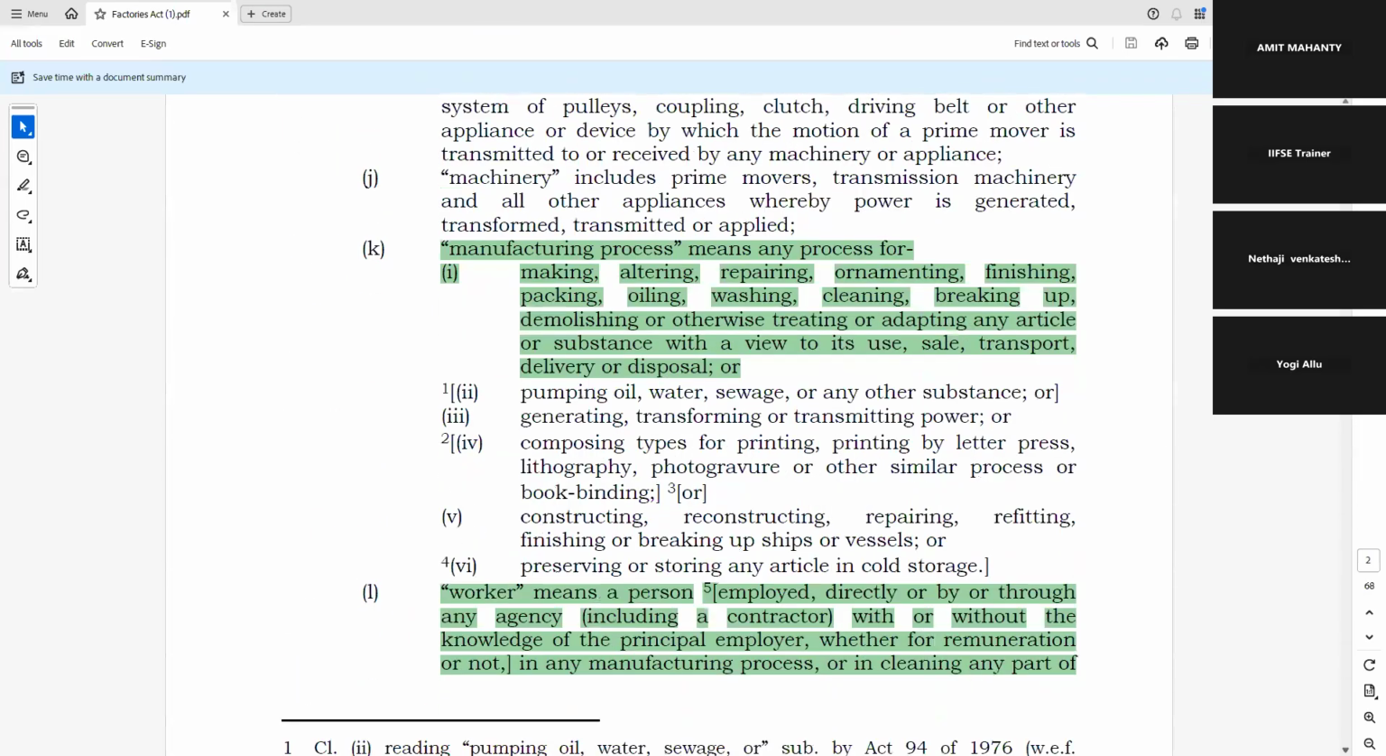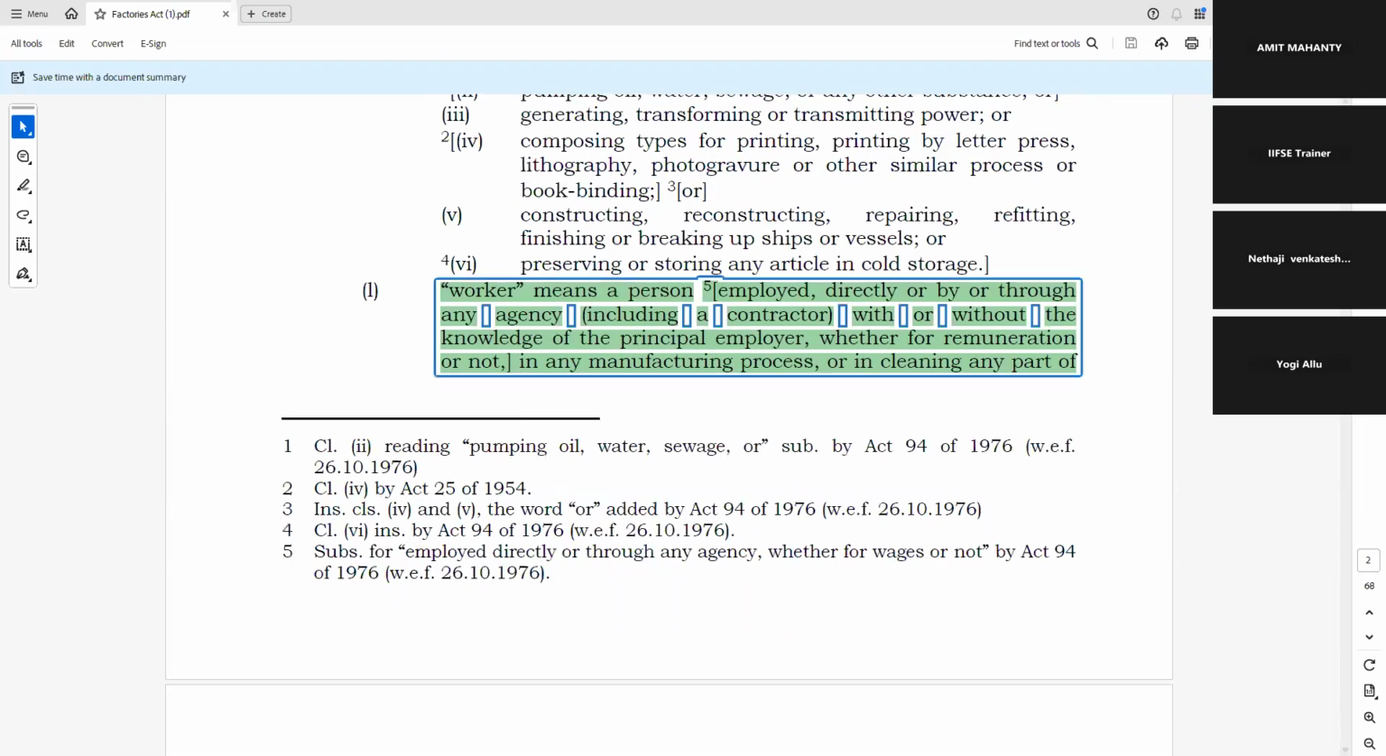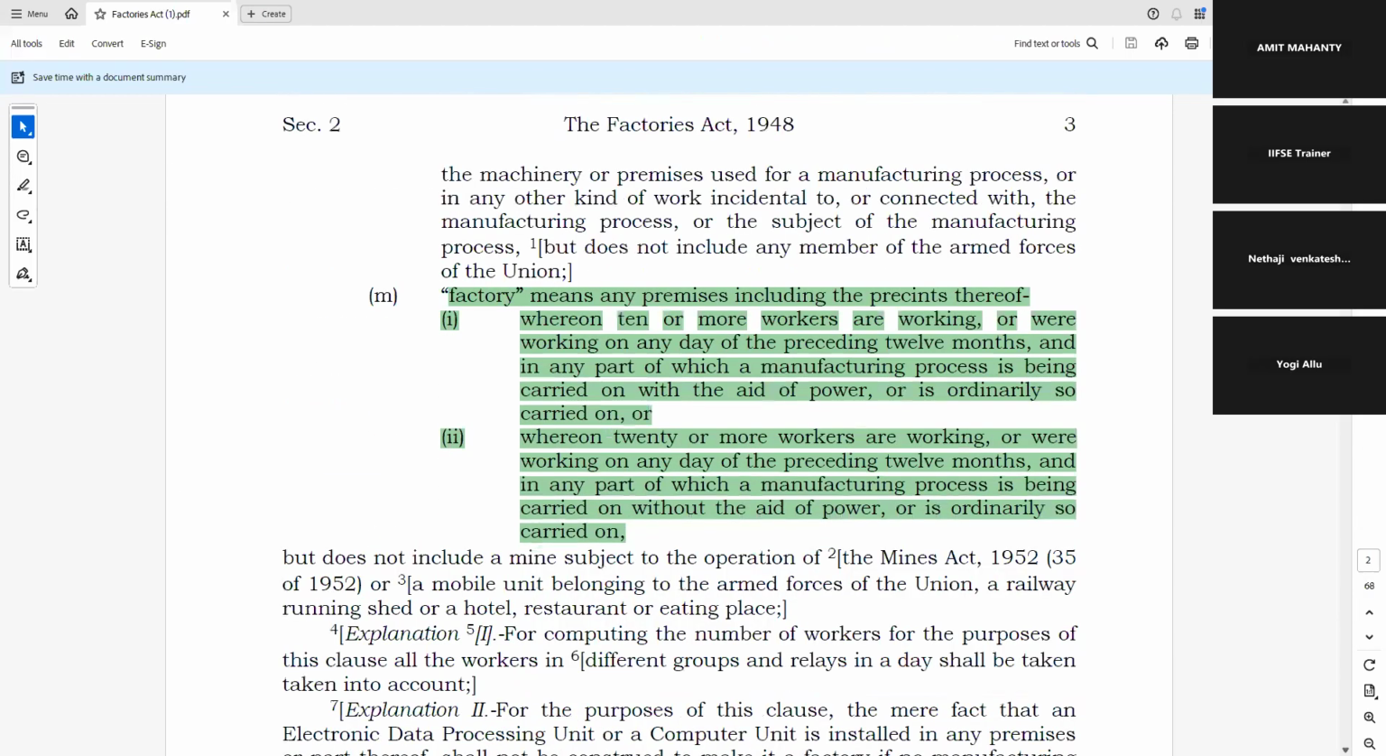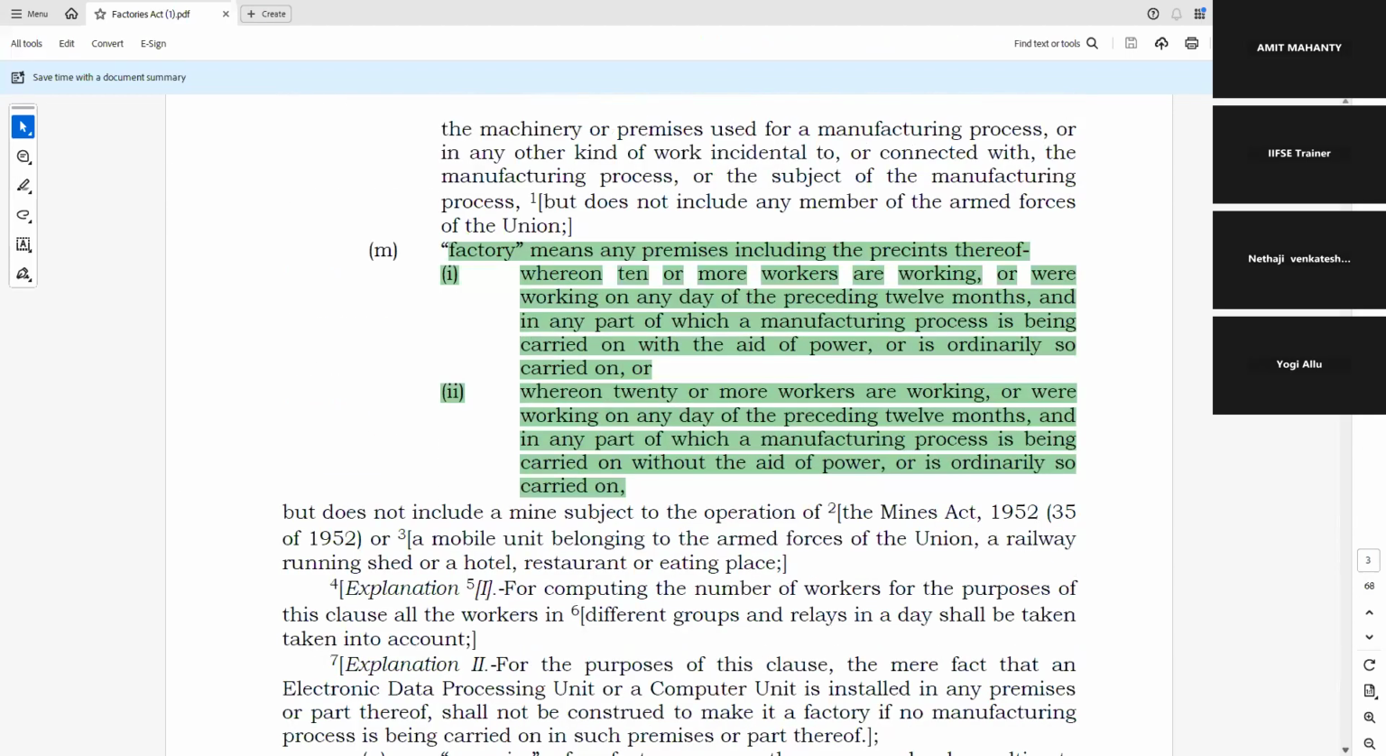Then we have seen the manufacturing process. It is nothing but making, altering, repairing, ornamenting, finishing, packing, etc. All will come under manufacturing process. Then we have seen worker as well. It means a person or employee employed directly or through any agency, including a contractor, with or without the knowledge of the principal employer, for remuneration or not, in a manufacturing process. It means a person directly employed or who came through a contractor, working in the manufacturing facility.